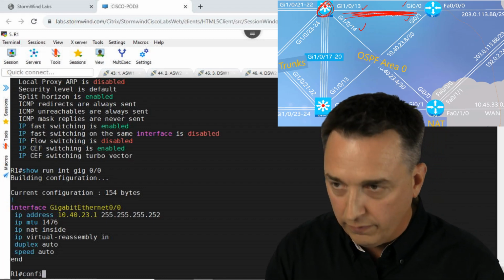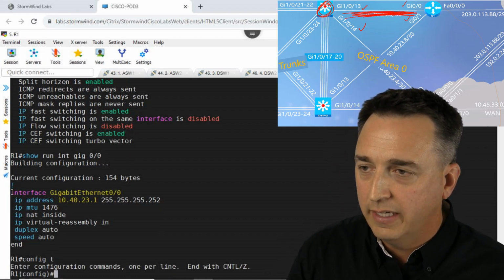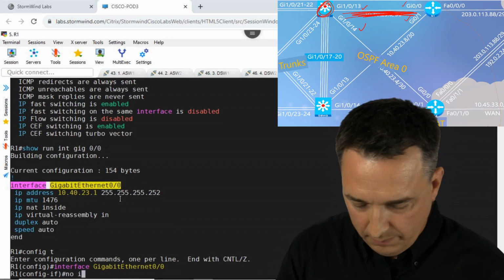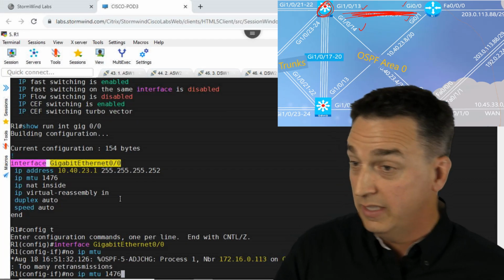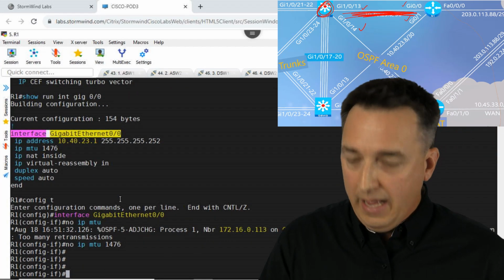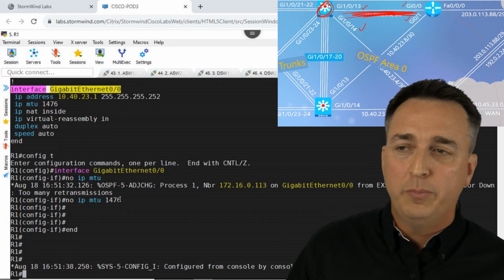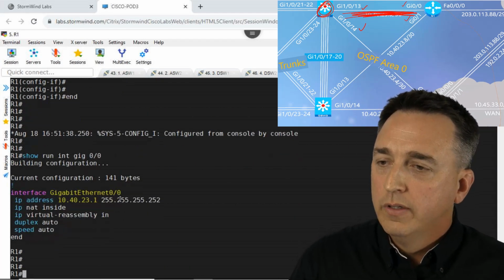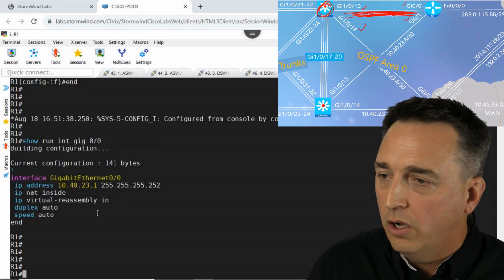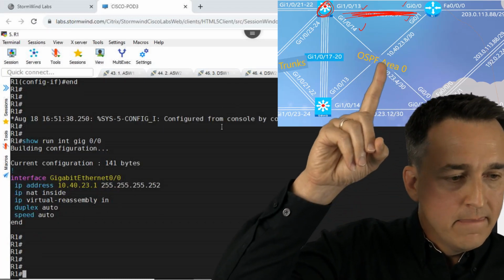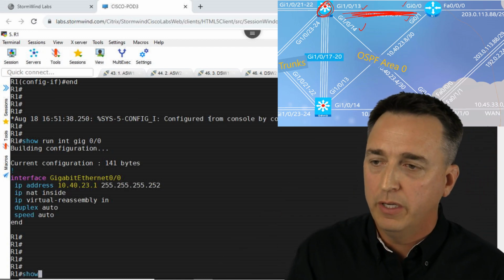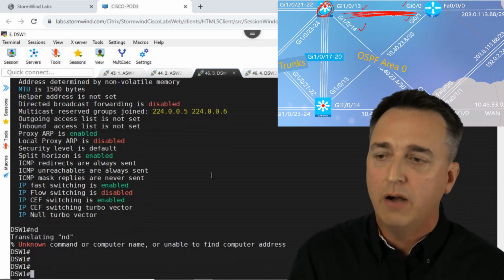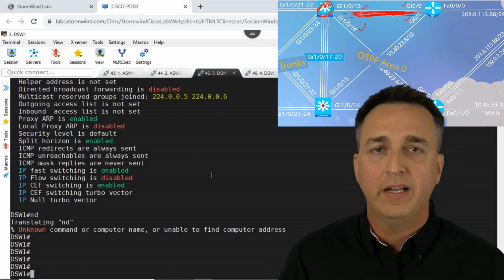So we'll type in configure terminal, interface gig 0/0, and then we'll type in no IP MTU 1476. And we should see, it's going to take a little bit of time. It could take a minute or so. But now we are all set on R1. We should have our neighborship come up here shortly. All right. But while that's happening, let's let that cook right now. We'll just see if anything happens here.